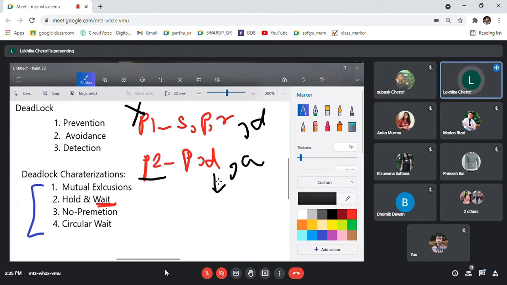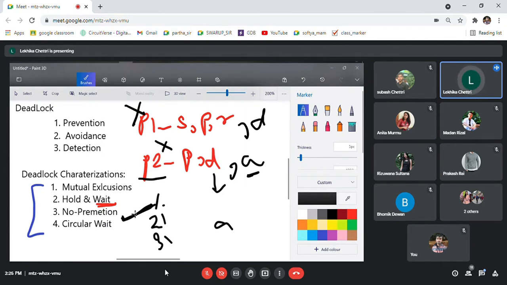Same is with P2. It wants A, which is with someone else. So P2 is also not able to complete the task because none of the processes is ready to preempt. That means the operating system follows the non-preemption of resources technique. So that means I have one non-shareable resource. Second, processes are holding and waiting for resources. Third, processes are not ready to let go of the resources because they are not completing their tasks. Okay, so I'm not able to complete my task.